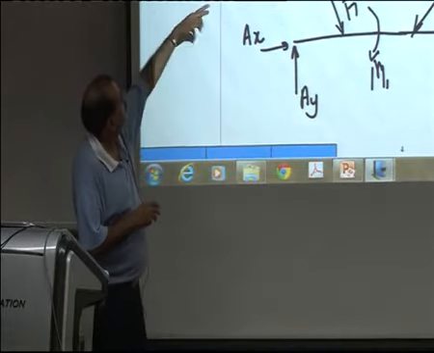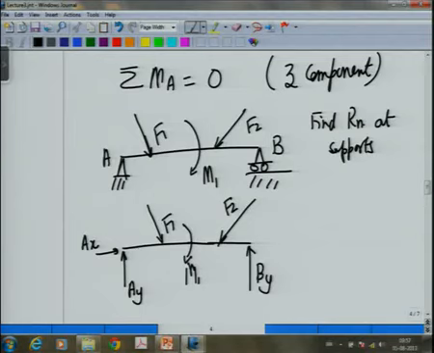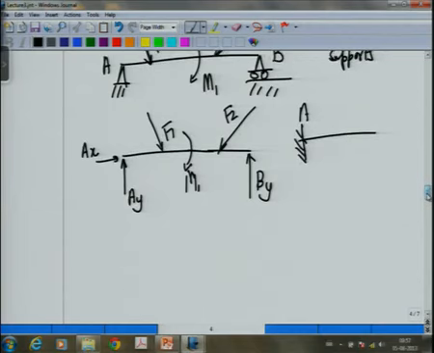But at A, no, because it is just a support, it is a pin support, it is just kept there. So, there will be no moment at A. Moment will come if you have a support like this. If you have a fixed support at A, then there will be a moment at A. But in the case of a pin or a roller or anything like this, there will be no moment at A. Okay.